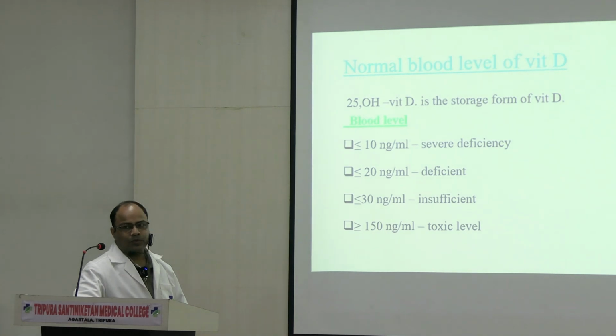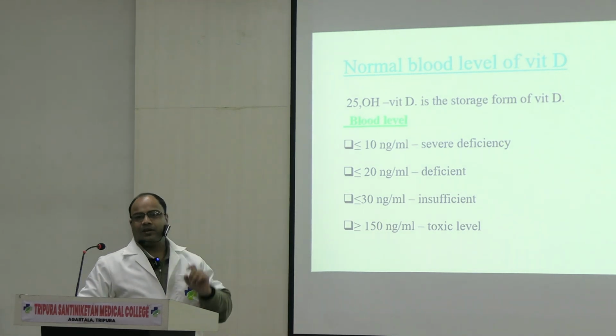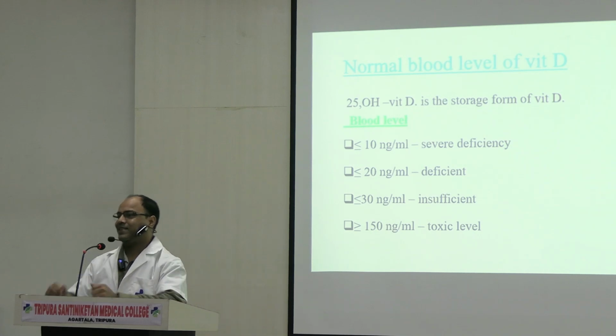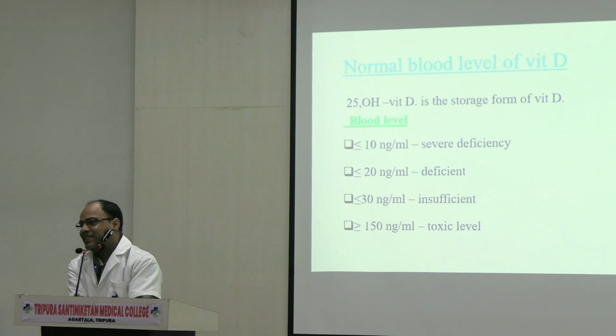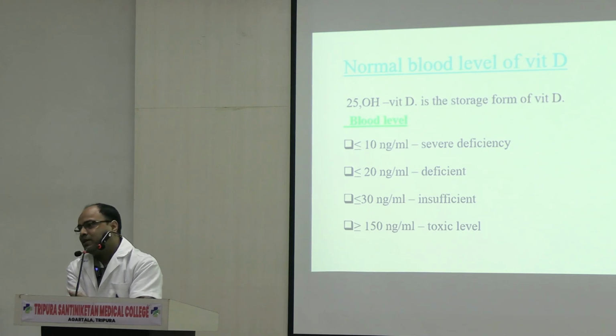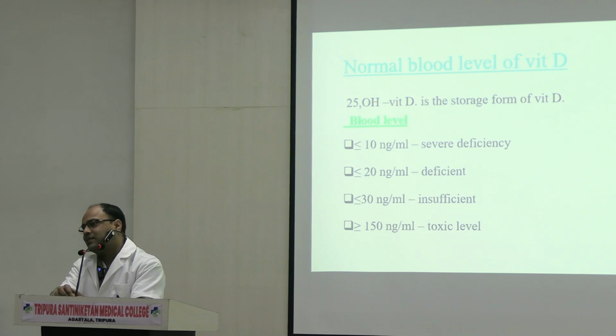When I was working in AIIMS Patna, once I measured my vitamin D level, and very unfortunately I found only 16 nanogram per ml. So you can understand, vitamin D deficiency is very common. One PG student was working in AIIMS Patna. She measured her blood vitamin D level and found only 4. Only 4. Very common vitamin D deficiency.